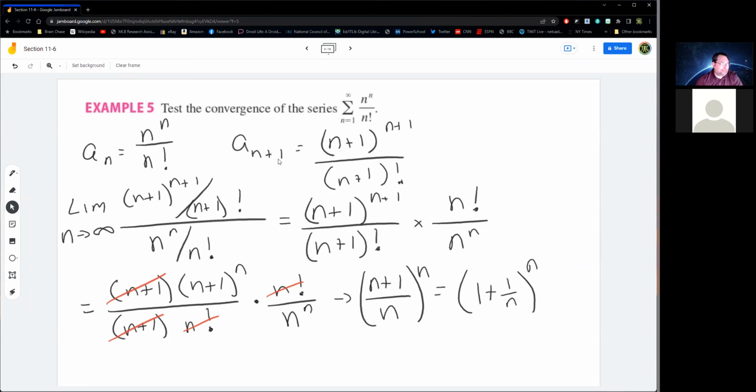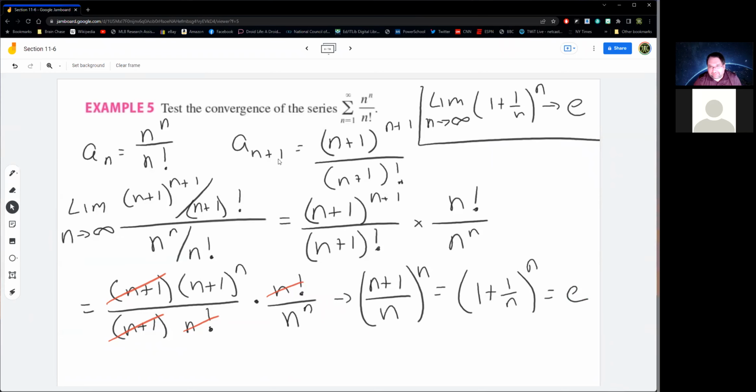Now, that limit does not go to 1. This limit right here is a very special limit. The limit of (1 plus 1 over n) to the nth goes to e. So this equals e. That's one of those things that you might want to write down and remember, because that one has a tendency to come up quite a bit.